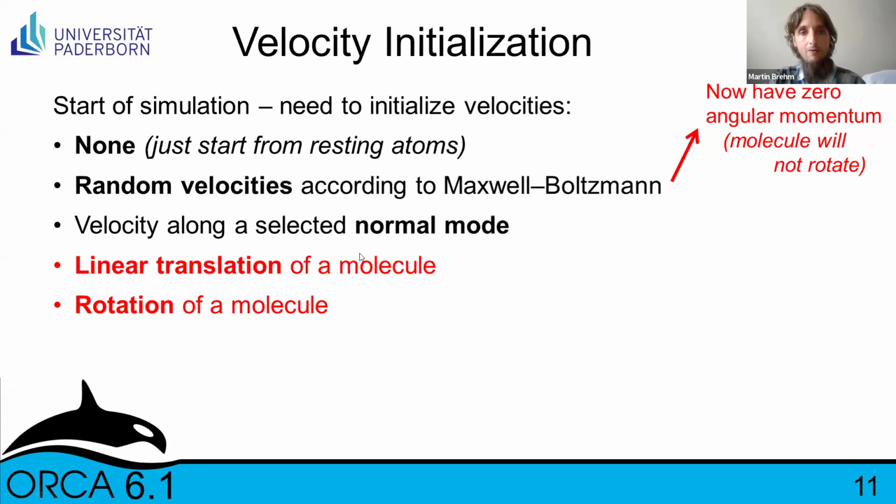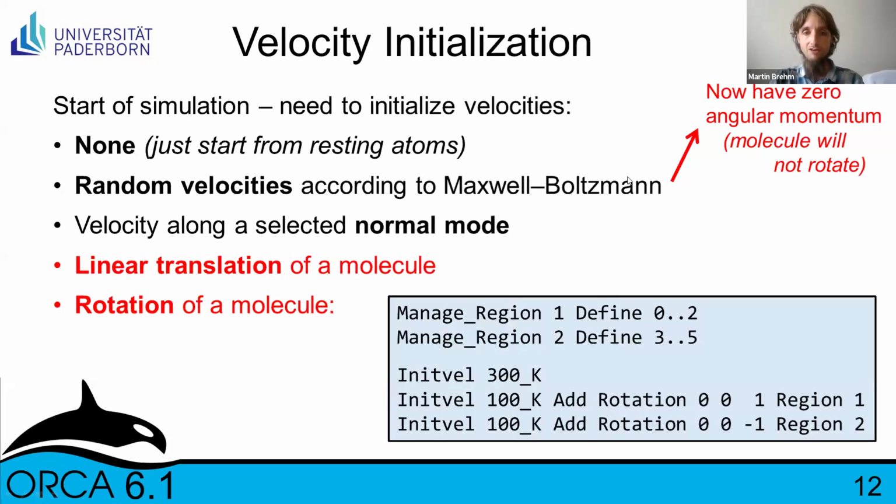I added features for how you can put initial velocity into a linear translation of a molecule. For example, you can stage a collision experiment where two molecules start moving against each other, and at some point in the simulation they will collide. And you can also put initial velocity into the rotation of a molecule. So you can start with a deliberately rotating molecule. Just to show you a few examples of how this would work.